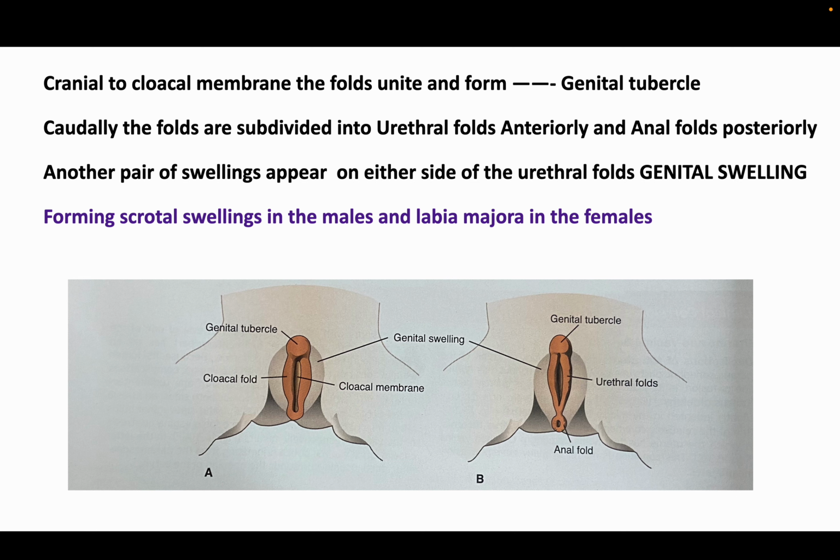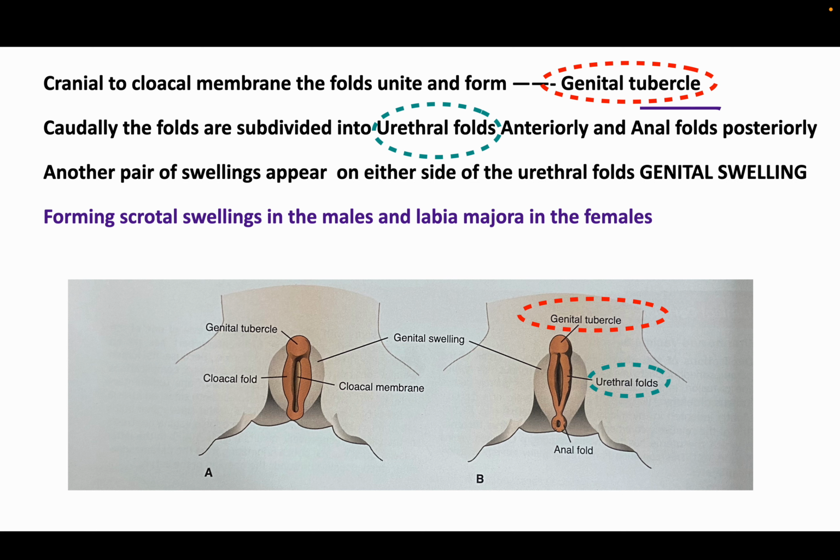Now next, what is happening, cranial to the cloacal membrane, the folds unite and form the genital tubercle. So this is the genital tubercle. Caudally the folds are subdivided into urethral folds. So these are the urethral folds anteriorly and anal folds posteriorly. So these are anal folds.